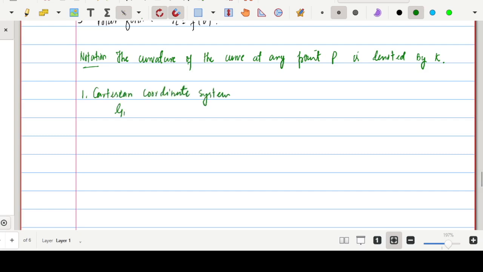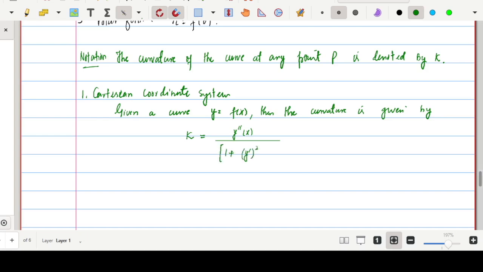यहाँ पे हमारी given curve होगी, given a curve y is equal to f of x. Then the curvature is given by, which is denoted as kappa as we have earlier mentioned. This is defined as the second derivative of y with respect to x, that is y double dash of x, whole divided by (1 plus y dash whole square) whole power 3 divided by 2. So this is the formula for finding the curvature of the curve at any point x when the given curve is given in the form y is equal to f of x.